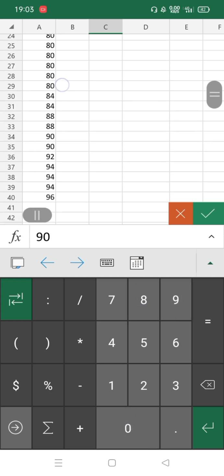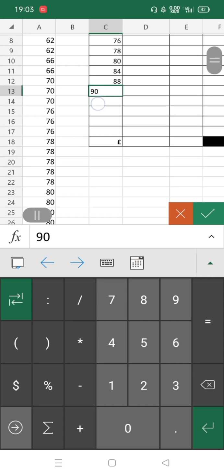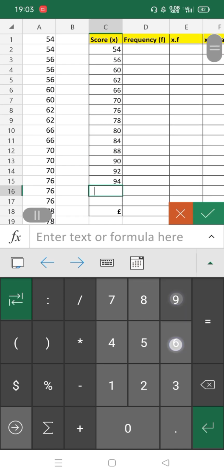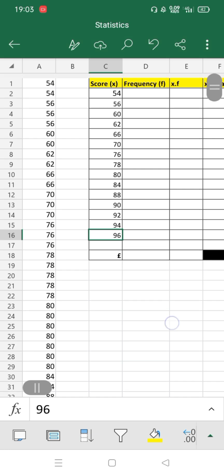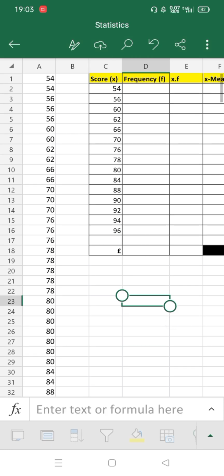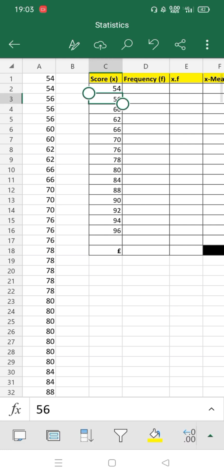What's next? 92, 94, 92, oh, I'm sorry, 94, and this one 92, and the last is 96. Okay, we have the scores here, the scores that are prepared in here.